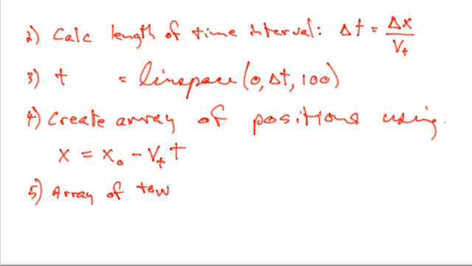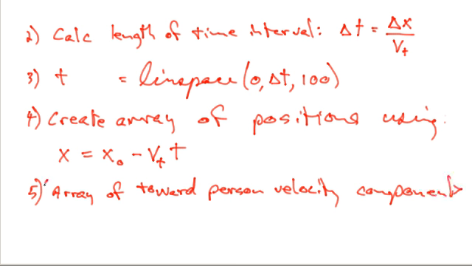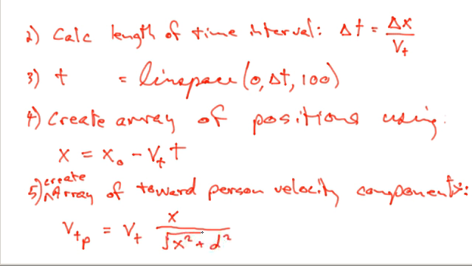Toward person velocity components. So create an array of toward person velocity components using, I'll just put a colon there, VTP is equal to, I think it was VT times the cosine, which is x over square root of x squared plus d squared.